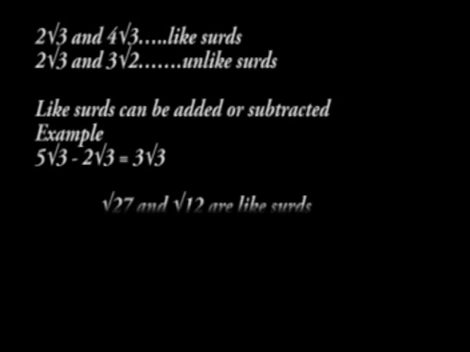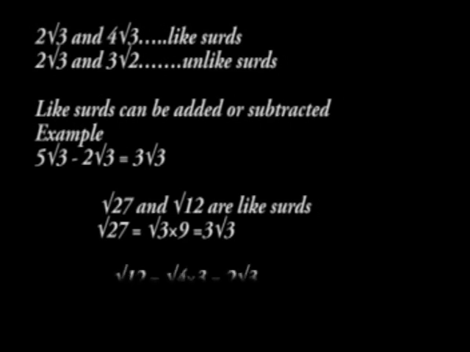Root 27 and root 12 are alike because root 27 can be expressed as 3 root 3 while root 12 can be expressed as 2 root 3.